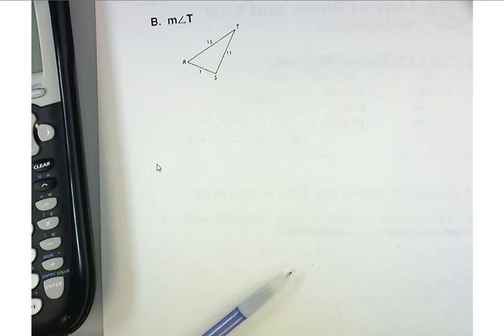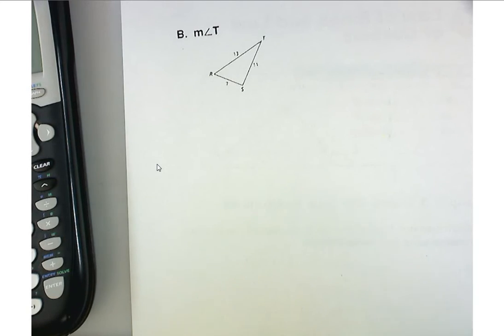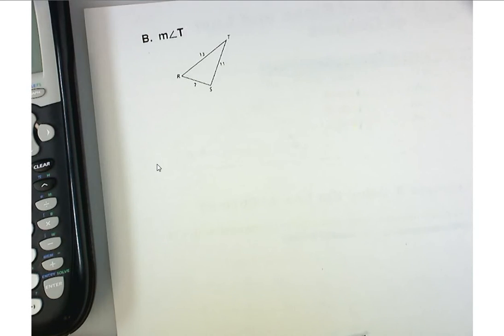Okay, so for part B, the first thing I want you to do is I just want you to label what the sides are, and then see if you can write your equation.